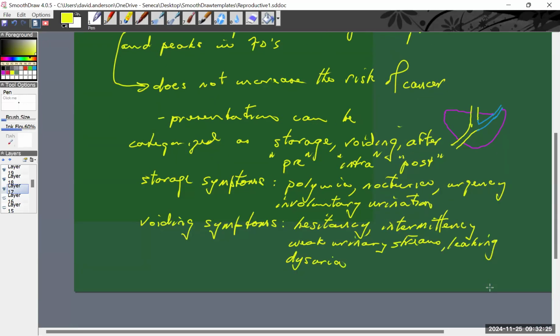When we look at factors that involve post, what we're looking at there is obstruction, essentially. So post is going to be obstructive factors.